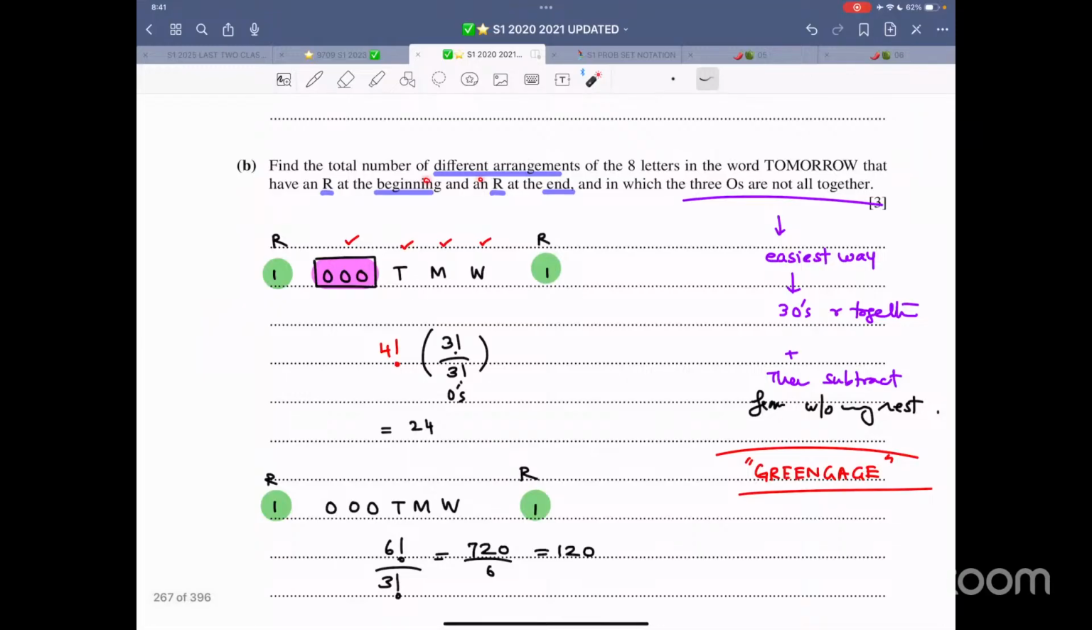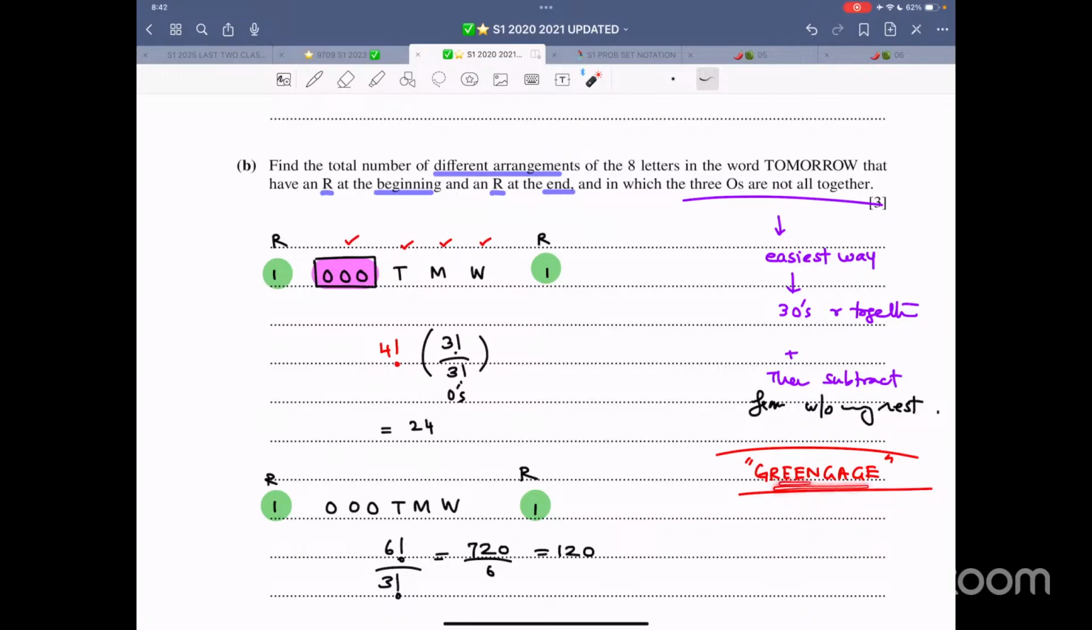Find the total number of different arrangements of the 8 letters that have an R at the beginning, an R at the end, and in which the 3 O's are not all together. So now a lot of people ask this question, not all together. What does it mean? It means 2 O's could be together, 1 could be separate. That's what it means. So English translation to your mother tongue is very necessary.